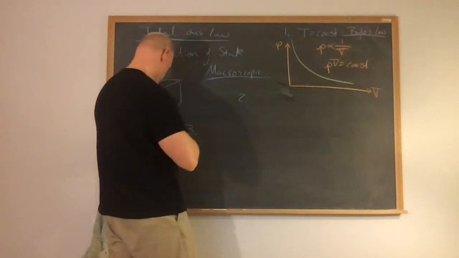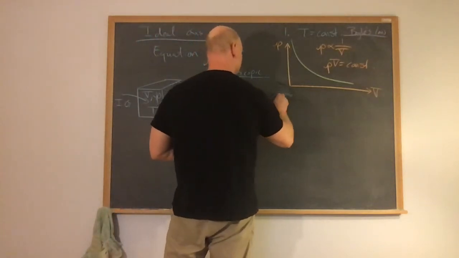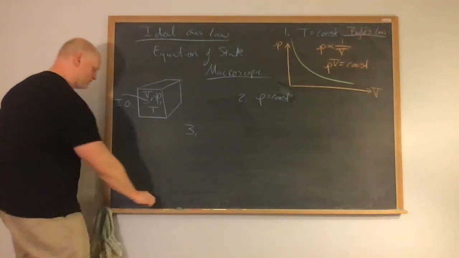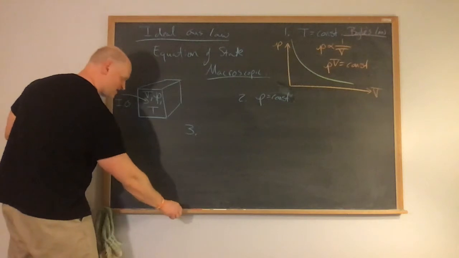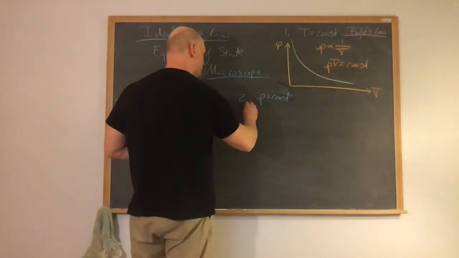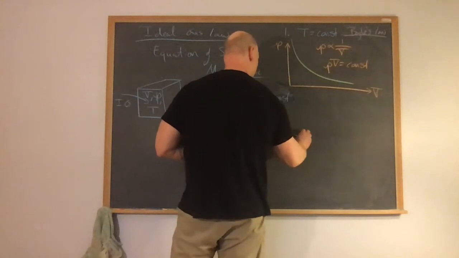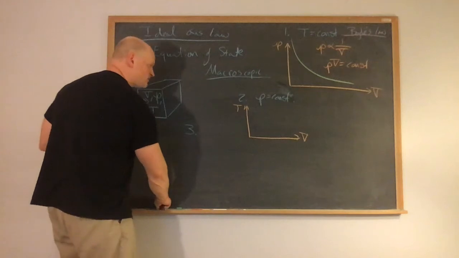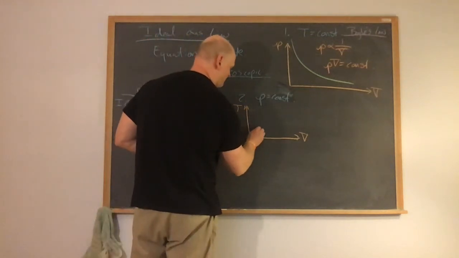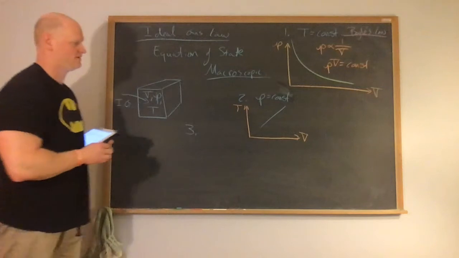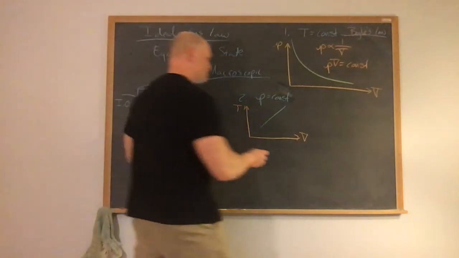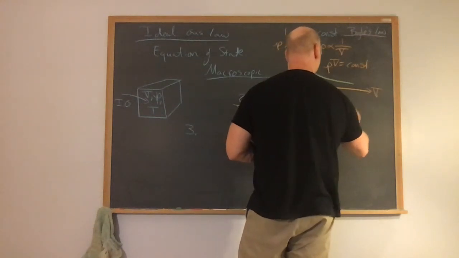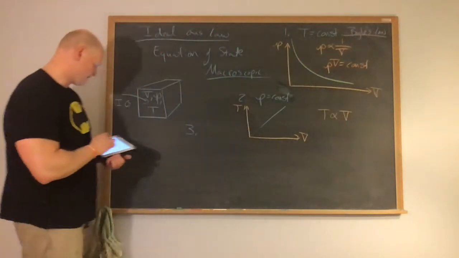So the second experiment we're going to do is when the pressure is equal to a constant. So here we're going to fix the pressure, and then we're going to play with the temperature and the volume. Here we find that if we plotted, say, the volume versus the temperature, there's a linear relationship between the two of these. We can draw that like this. So this tells me that temperature is directly related to volume. These two things are directly proportional to each other.